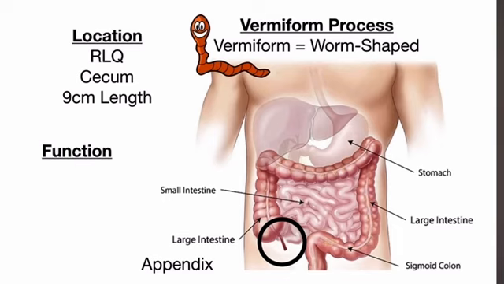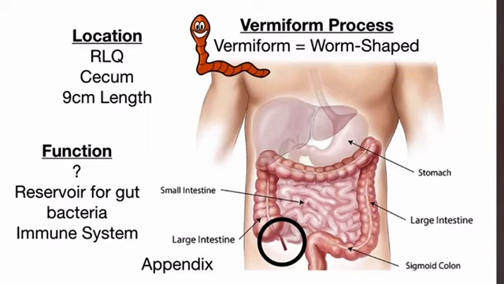The function of the appendix is overall unknown, but there are a couple different ideas. The first one is that it's a reservoir for gut bacteria. So when we're experiencing a GI illness and we're suffering from diarrhea, some of that good bacteria in the intestine goes into the appendix and it helps to maintain that good gut flora. The second idea is that the appendix is involved in the lymphatic and immune system.